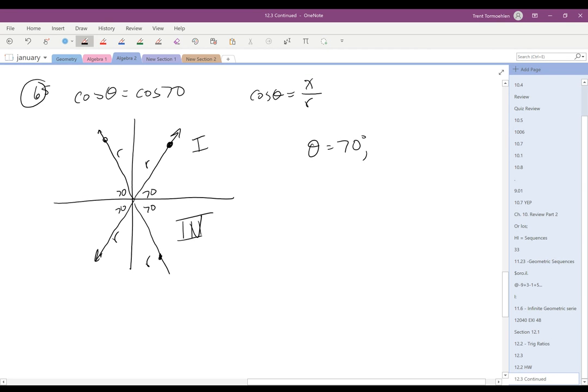You can either do 270 plus 20 to get 290, or 360 minus 70 to get 290. So you get 290 degrees. And so the answer for this one is 70 degrees and 290 degrees.